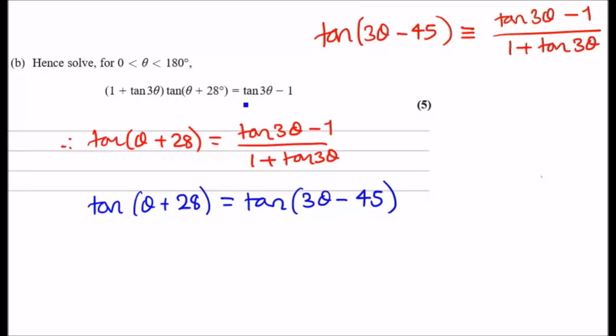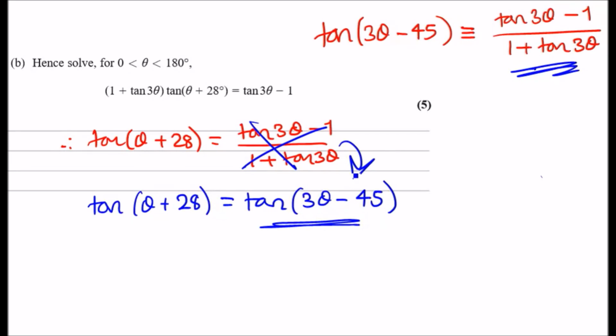If you rearrange this carefully by dividing 1 plus tan 3 theta across to make it look like this on the right hand side, you can see that this equation here is identical to the right hand side over here. Okay, now what that tells us is that you can immediately, and with thanks to the word hence, replace this entire equation with the tan 3 theta minus 45. So that's why I got it over here. So all of this can be replaced by this equation over here.